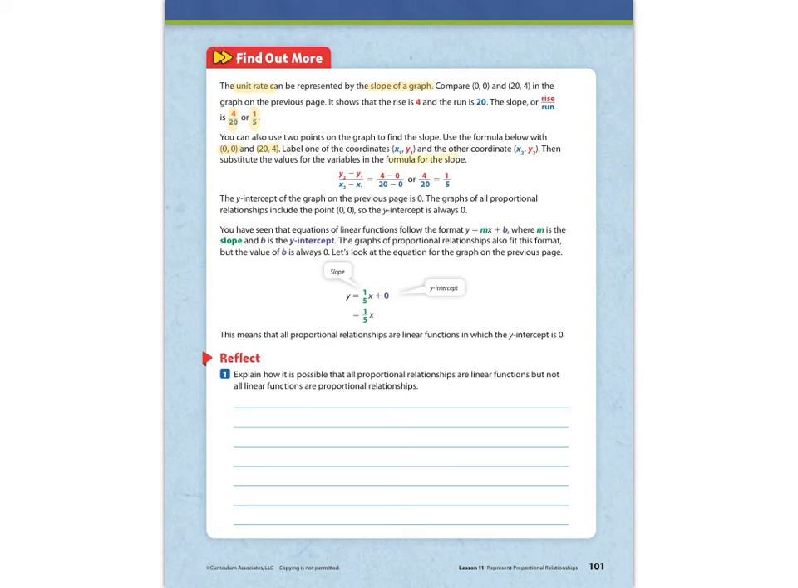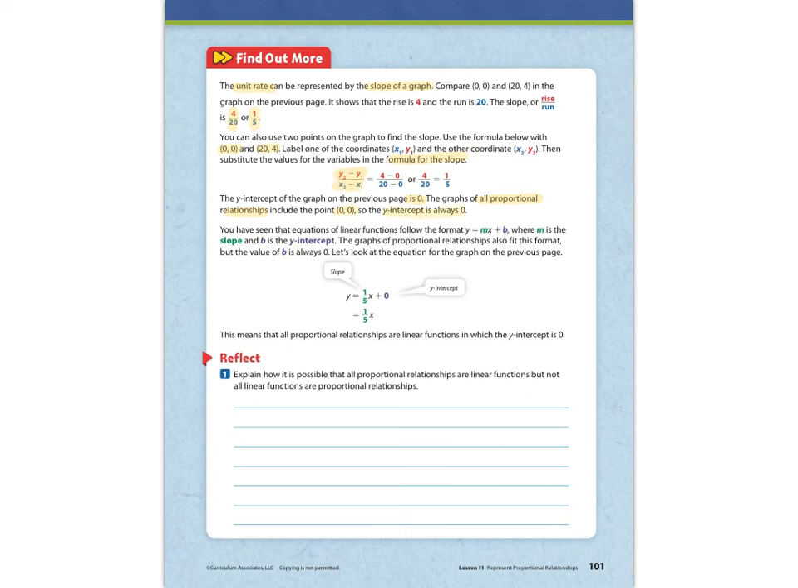Then substitute the values for the variables in the formula for the slope. So again, this is our slope formula. Let's make sure that this is highlighted. It says that we have 4 minus 0 over 20 minus 0, and we get 4/20, which is 1/5. The y-intercept on the graph on the previous page is 0. The graph of all proportional relationships include the point 0, 0, so the intercept is always going to be 0.